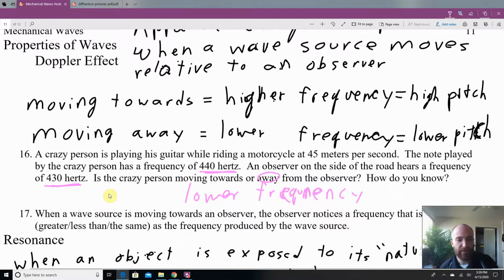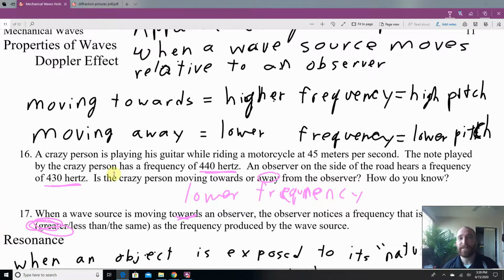17. When a wave source is moving towards an observer, the observer notices a frequency that is, alright, towards is, when it's moving towards you, you hear that higher pitch, or the higher part of that frequency. So the observer notices a frequency that is greater than the frequency produced by the wave source. So towards is a higher or a greater frequency, and away is lower. And that's the Doppler effect. So, anytime a car or a fast-moving object goes by you, you notice this, so think about it. It's that higher frequency towards, lower frequency away.